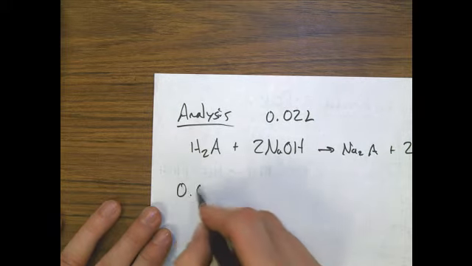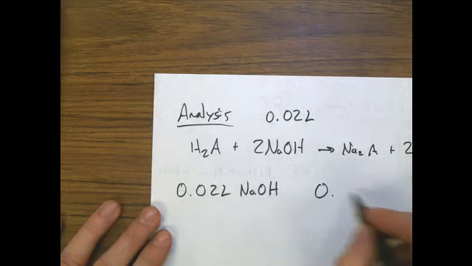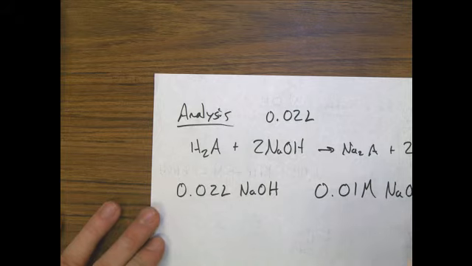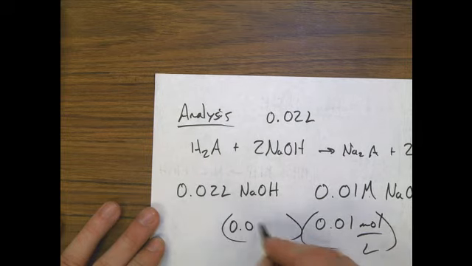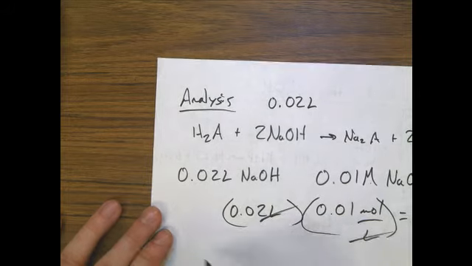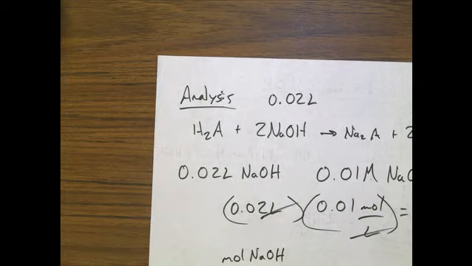Well, if it's 0.02 liters of the sodium hydroxide, and you know its concentration is 0.01 molarity, all you have to do is multiply these two numbers, because don't forget that molarity is the same as moles over liters. So if I multiply it by the 0.02 liters, liters cancel out and I'm left with my moles. Once you've done that math, you're going to end up with a specific amount of moles of sodium hydroxide it took to actually balance the two out.